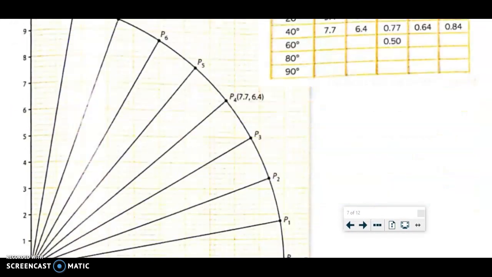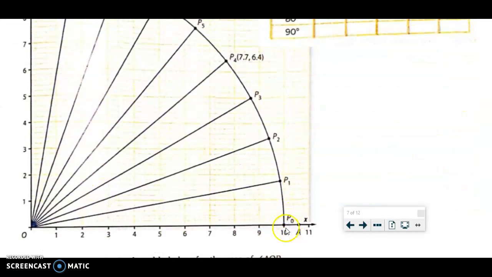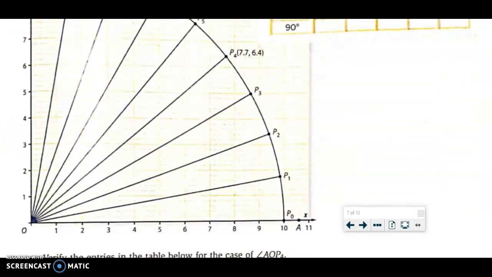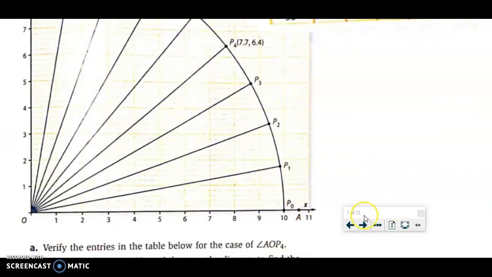So this is, like I said, a quarter circle. It starts all the way down here at 0 degrees. It says that the radius is 10 and it's on a 0.2 millimeter grid, so each of these marks, if you could see them, is 0.2. We're just going to estimate the points. Our first point here is P0. We would go over 10 and then 0, so that would be our first point, 10, 0. Here our x would be 10 and our y would be 0. So x is equal to 10 and y is equal to 0.